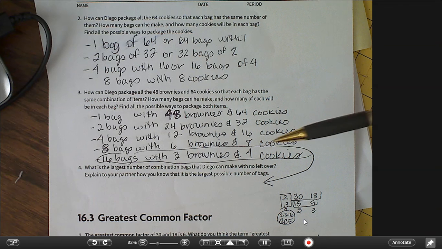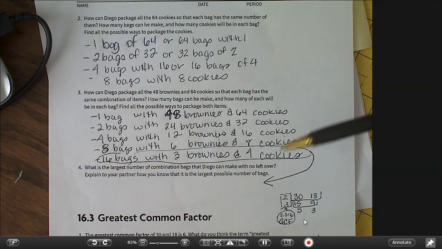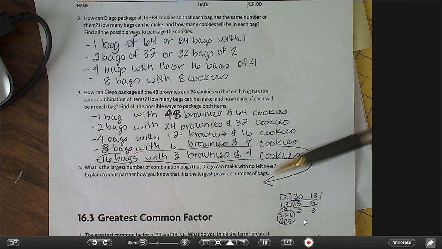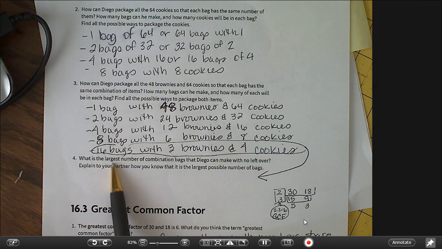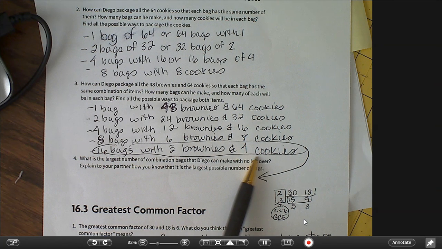So then it asks number 4, what is the largest number of combination of bags that Diego can make with no leftovers? Explain to your partner, which you can't do, how you know that it is the largest possible number of bags. So we showed all the different combinations, and the largest would be the last one, which is 16 bags with 3 brownies and 4 cookies.